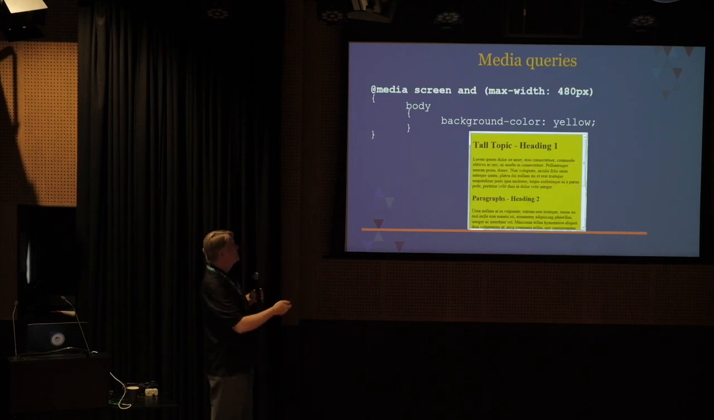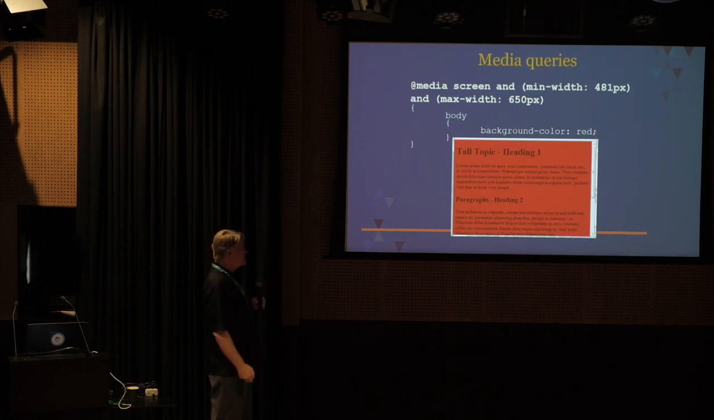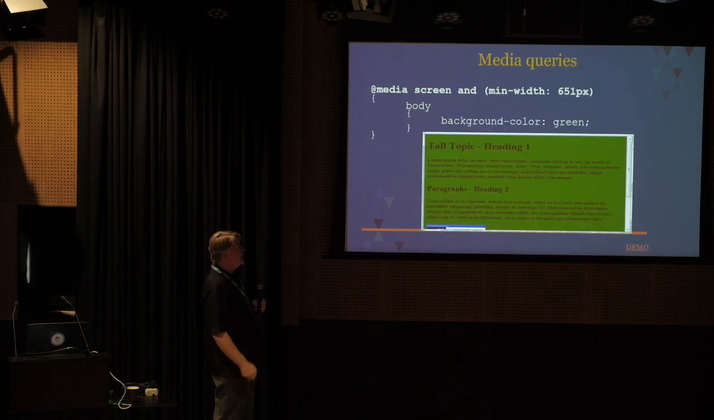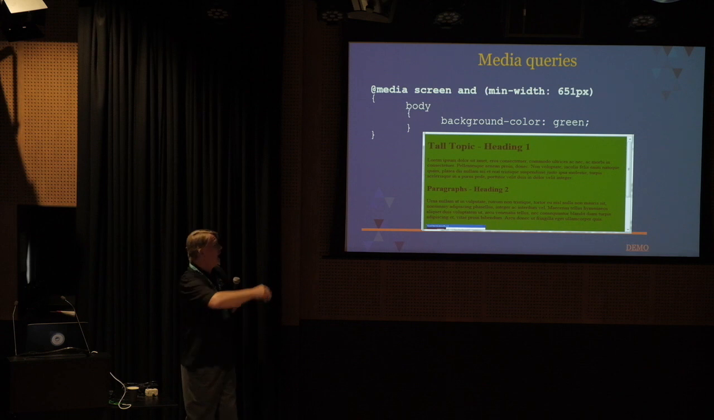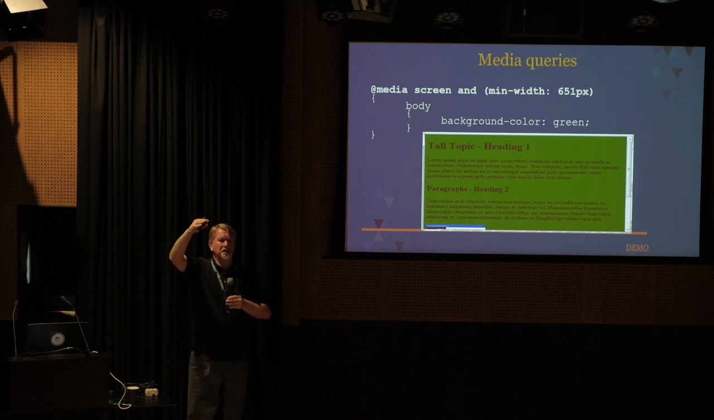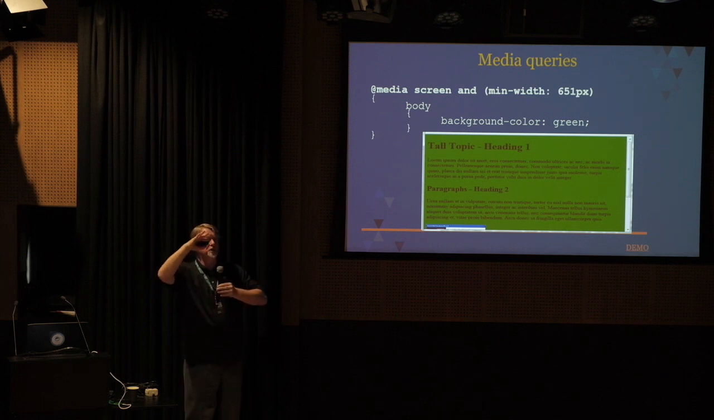Oh, and again, just proof of concept. So on a narrow screen, the background's yellow. When it detects something tablet-sized, it goes red, and then when it detects something larger, then the background goes green. Now, I could have changed the text, I could have changed the fonts, I could have changed the sizing, the white space, the margins, the flow of the page. I just chose background because it was easy to see in the back of the room.